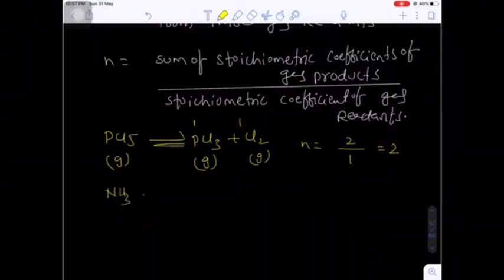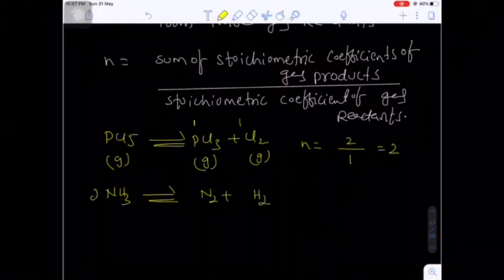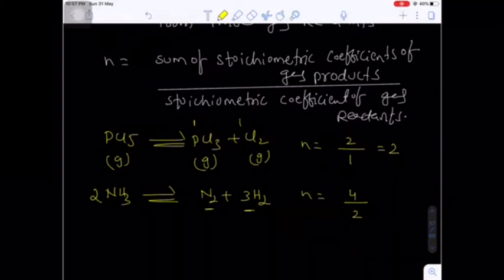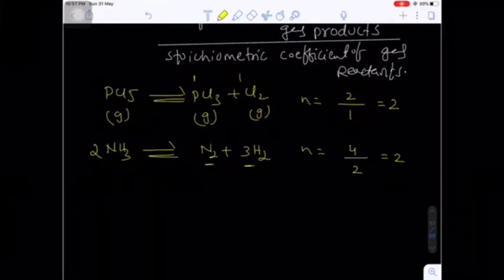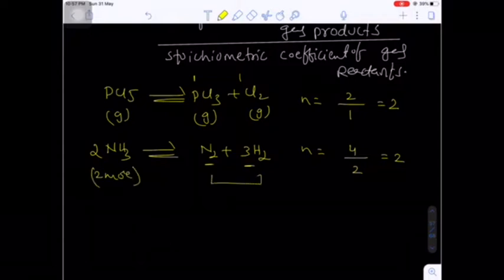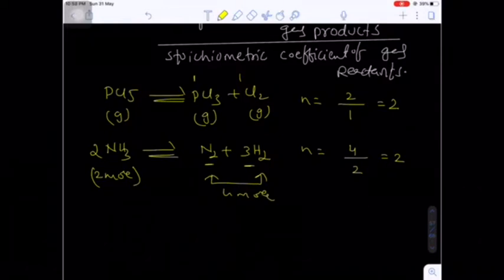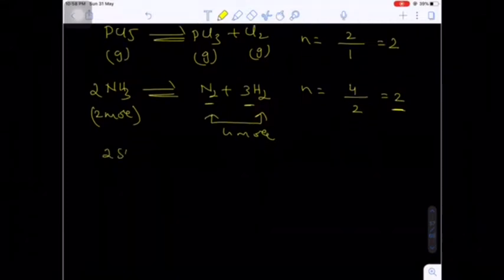Okay. Let's suppose I have ammonia decomposition, when ammonia decomposes to give dinitrogen and dihydrogen. Let's suppose this is the equation given to you. What is the n value? Sum of the stoichiometry of the products, 1 plus 3, 4, divided by reactant stoichiometry 2. So n is equal to 2. Are you getting my point? 2 moles of reactant will give how many moles of products? 4 moles. 2 moles will give 4 moles, then 1 mole gives 2 moles. Are you getting my point?